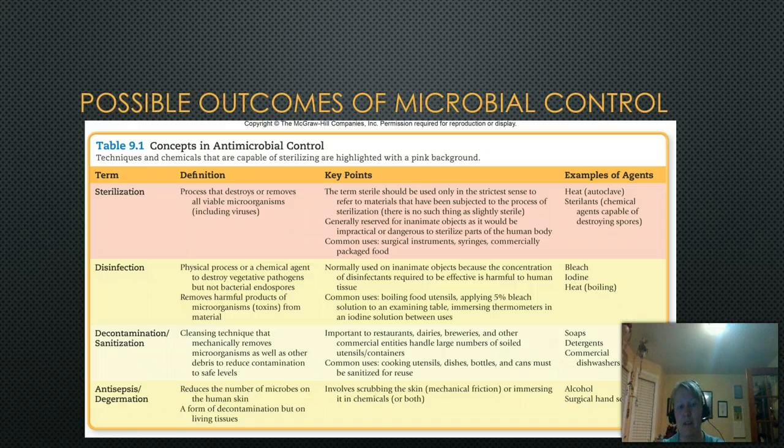Then the last one is the only one that we can apply to ourselves. And these are antiseptics or degermination. This is where we use detergents, hand scrubs, alcohol, etc. on our skin and other surfaces to reduce the number of microbes present. Remember, we don't want to kill them all because we do want to keep some of our natural flora. But the key is to keep them at bay so we don't develop any opportunistic infections through a microbe that might already be present on the skin.